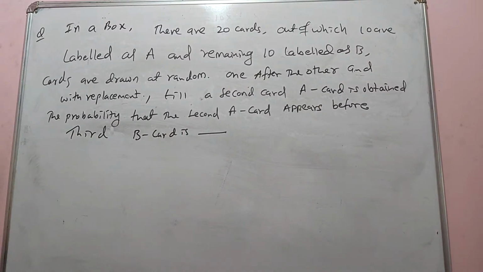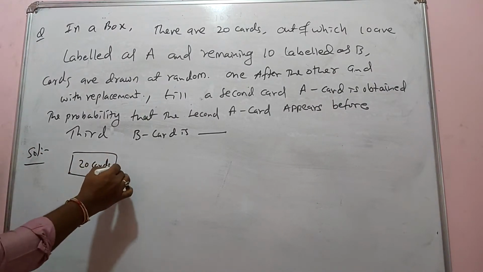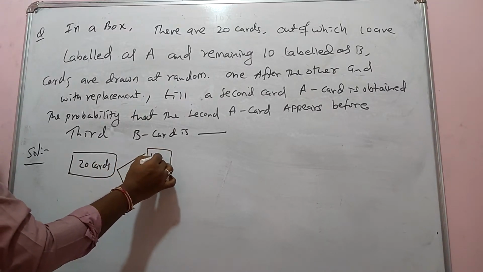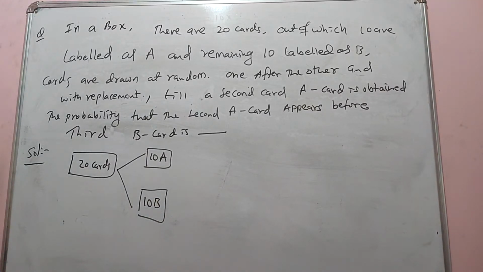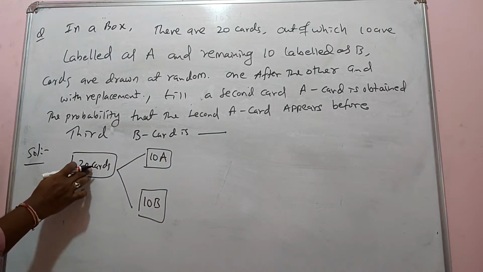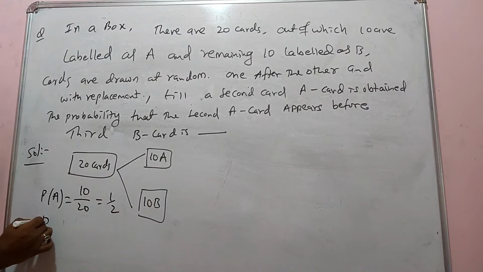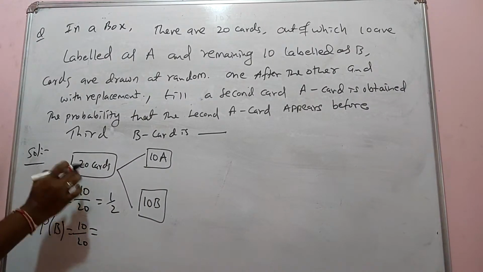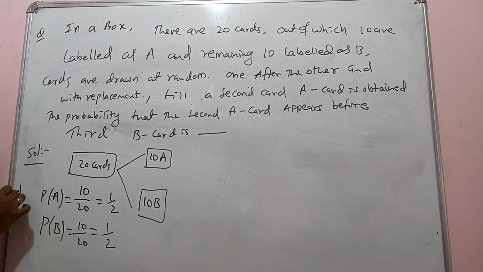So let us discuss this question. In a box there are 20 cards, 10 labeled as A and 10 labeled as B. The probability of getting A is 1/2, because out of 20 cards, 10 are labeled A. The probability of getting B is also 1/2. So P is equal to 1/2.